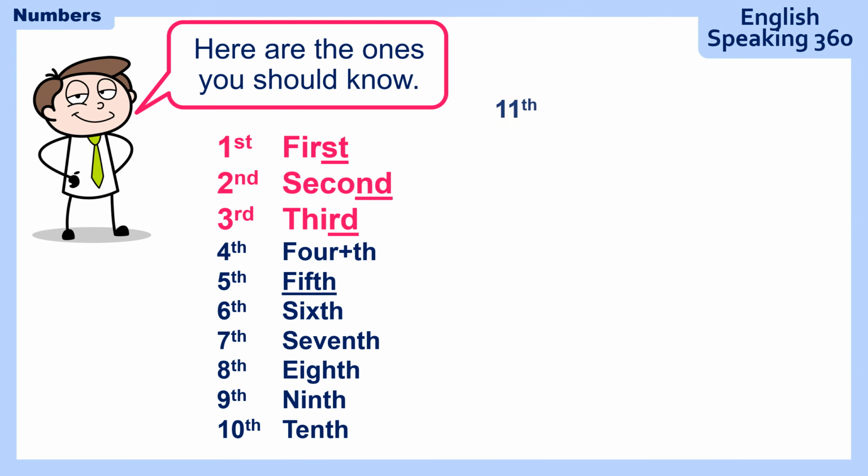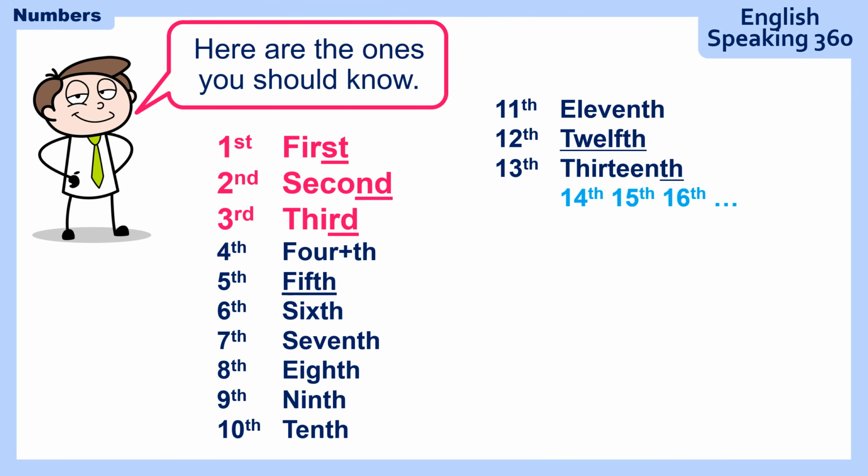Good job. Now, how about this one? It follows the same pattern. It's not 10 first, it's 11th. This one, 12th. So you see once again, 12, the V changes to an F, 12th. And 13th, 14th, 15th, 16th, and so on.